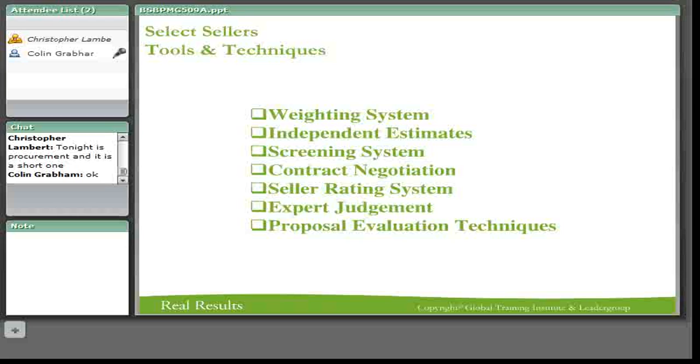It's a 3, so then it's 5 times 3, which makes 15. The other supplier that wasn't so good would only get 5, and that's then weighted. Does that make sense, what I'm saying?